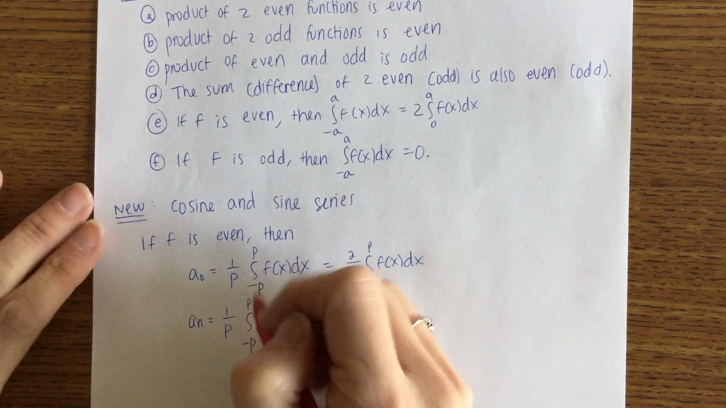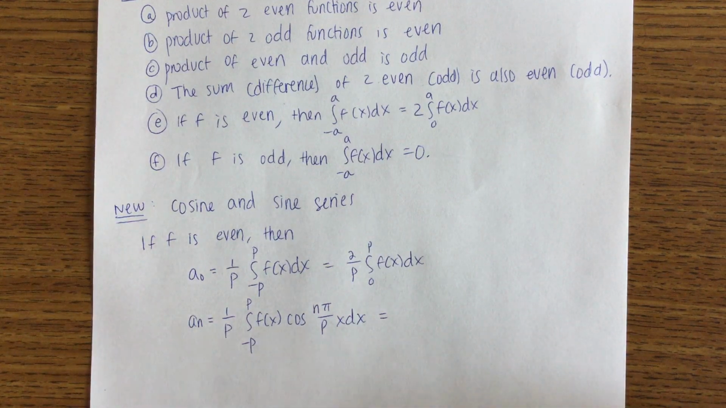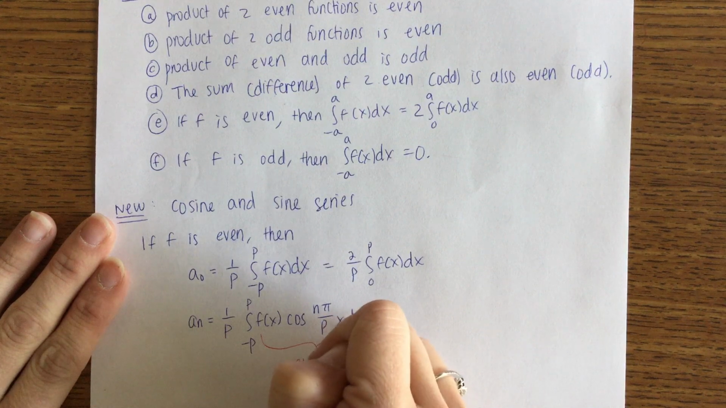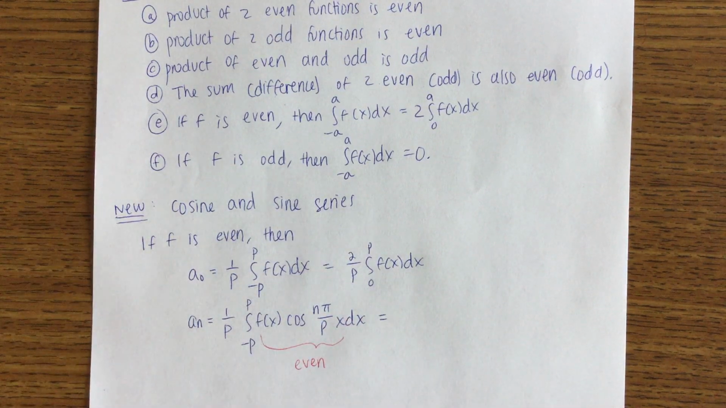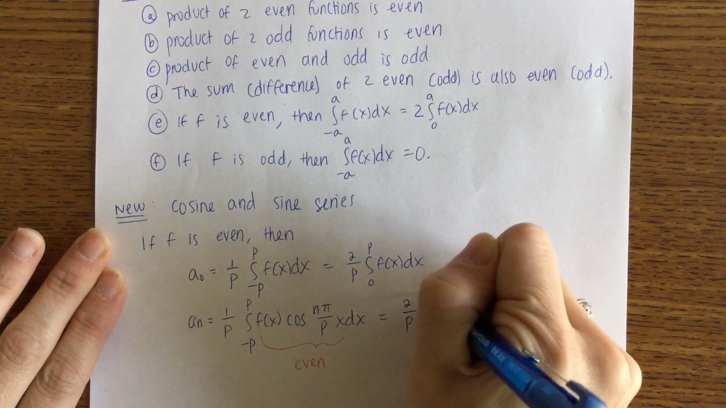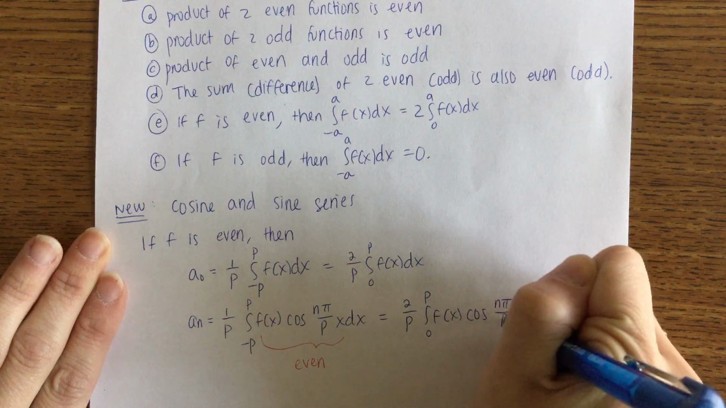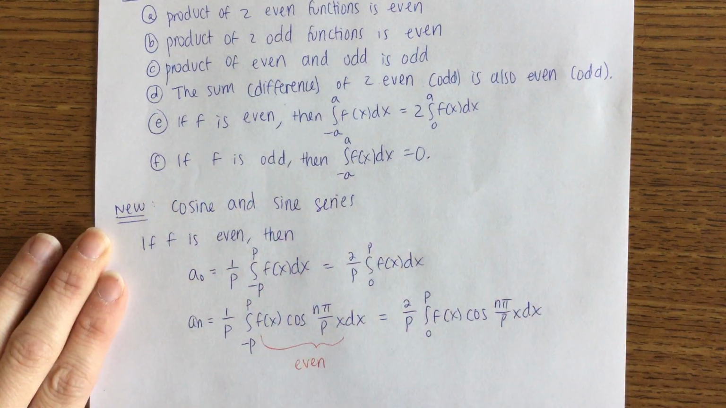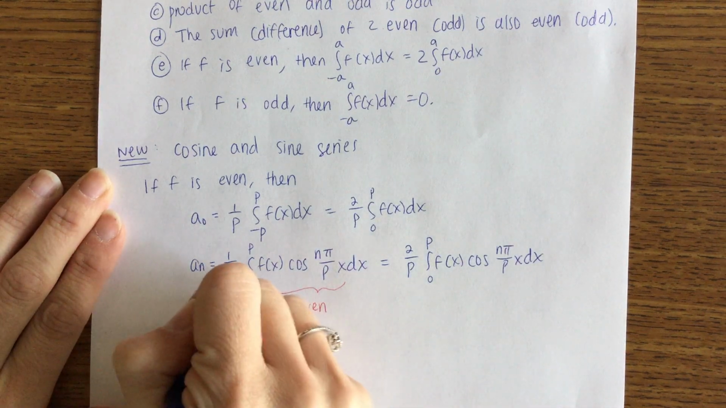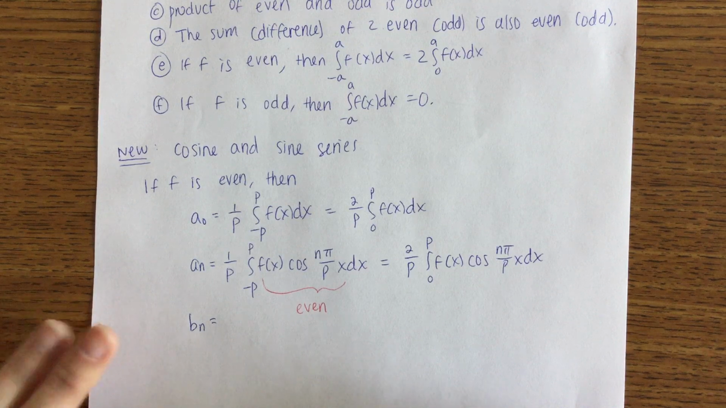Okay. F of x is even. What about cosine? Also even. This whole product then is still even. So this will become 2 over p, the integral 0 to p of f of x cosine of n pi over p x dx. So none of that seems super helpful, but what we do next is going to be helpful.